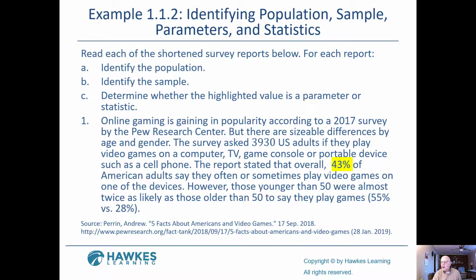Now I'm going to let you go on this one yourself. For each one of these below, you're going to do 3 things. So for number 1, you're going to have a part A, a part B, and a part C. Hit the pause. Write down your answers for the population, sample, and whether the highlighted value is a parameter or a statistic. Hit the pause. Come back when you've got it written down. Don't cheat. Come on.